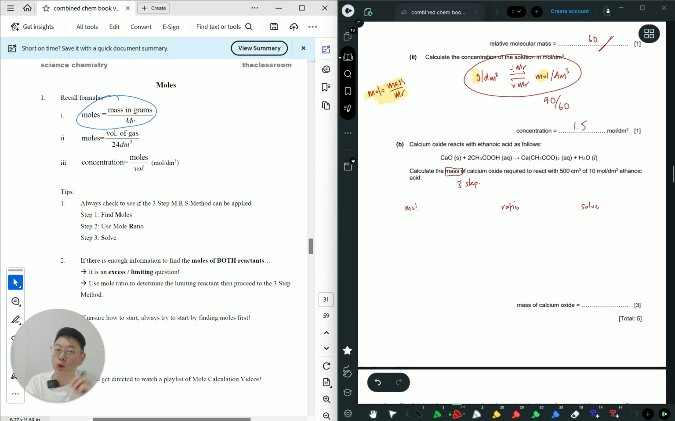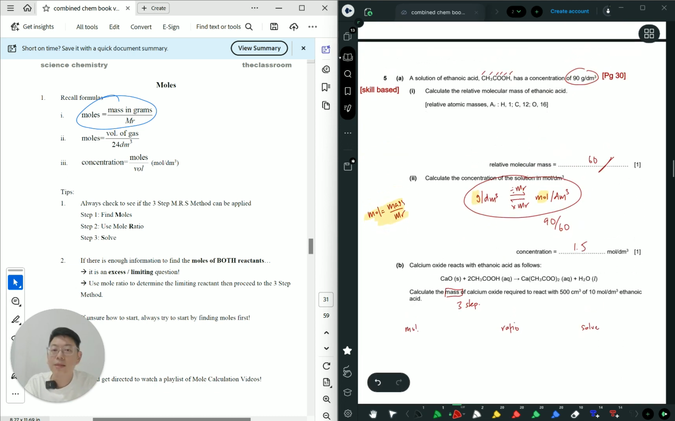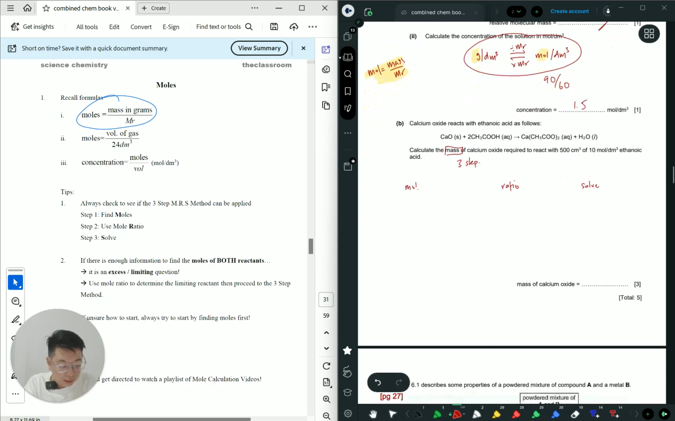Now what about the next question? I left it blank because I want to show you how to solve the 3-step method. Again, this is a skill-based question, right? So 3-step method, how do you start? So step 1, always find moles first. I give you 500 cm cube, 10 mole per dm cube. Oh, what do you have? Some students are like, sure, I don't know how to do moles, I don't know how to start.